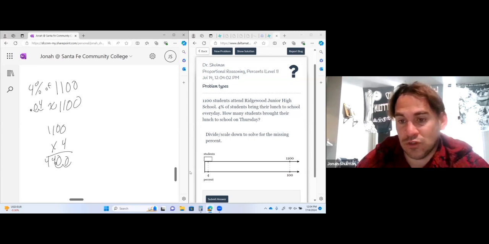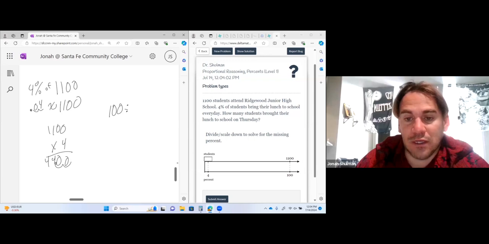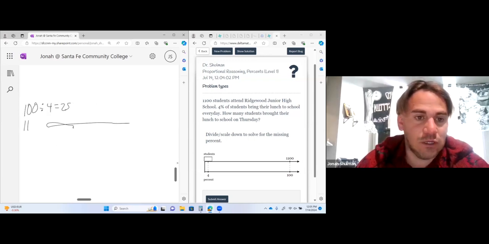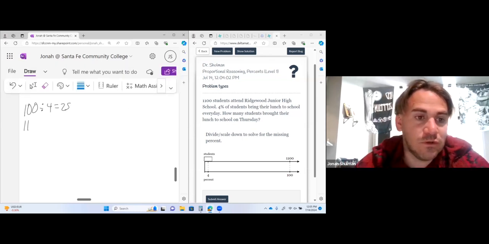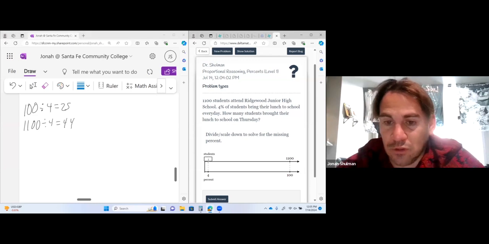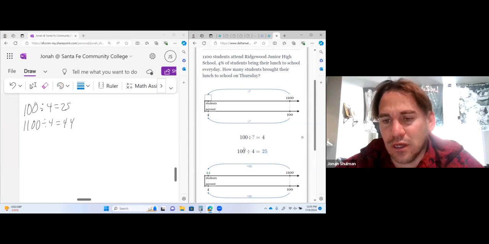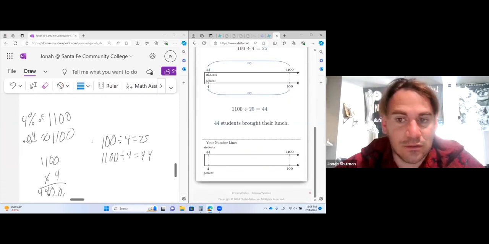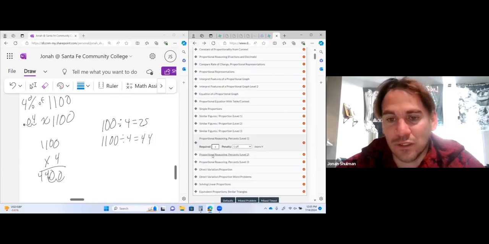Here's the other way we can do it. This is the way they want you to do it on this thing. 100 divided by 4 is 25. So 1,100 divided by 4, this is the scale factor they want you to see, is going to be 44. I believe that's what it was, and we're good to go. Two ways to solve it. Ta-da! I kind of like this way better, but it's okay. Use whatever way makes the most sense to you. I'm trying to show you all the ways. So let's make it harder.